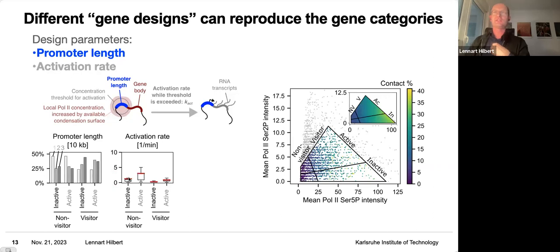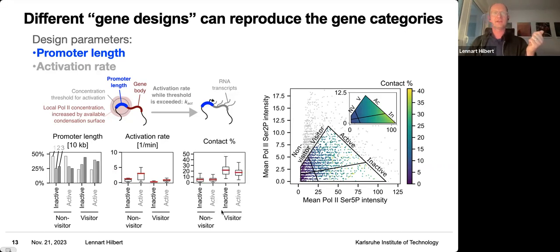And the activation rate needs to be quite high for the non-visitor genes, but nevertheless leads to relatively low levels of transcription here. While here, for the visitor genes that come into contact for a long time with the clusters, you find that even a low activation rate is sufficient to activate them to a really high level of transcription. And yes, you can find the visitor genes have high levels of contact, the non-visitor genes have low levels of contact, which confirms just what we expect here.